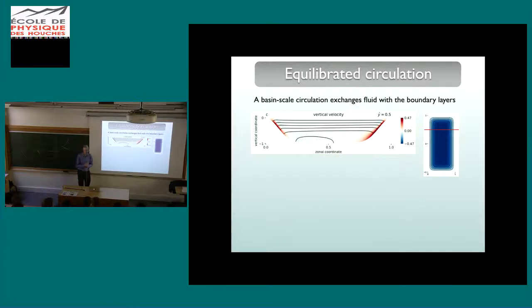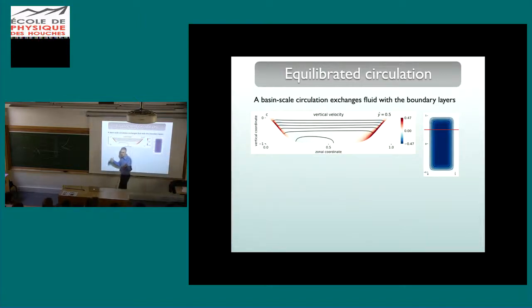So let's try to understand what this circulation looks like. Again, if I show you a section in the Northern Hemisphere, east-west, I see again this pattern of upwelling or downwelling. So the boundary layer structure is essentially the same that you've seen before.